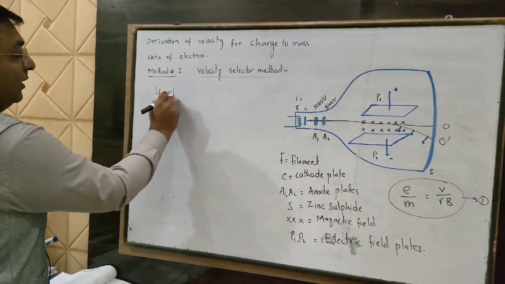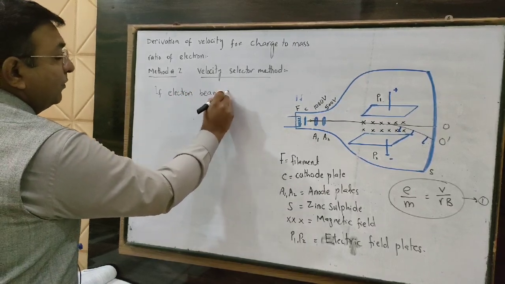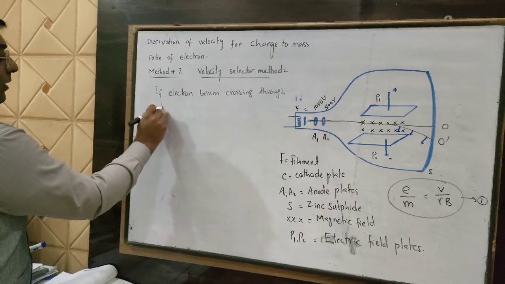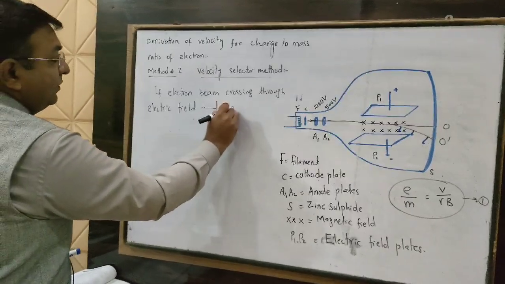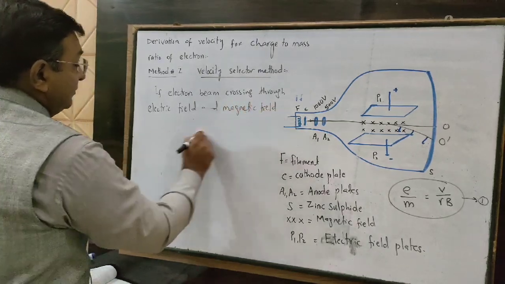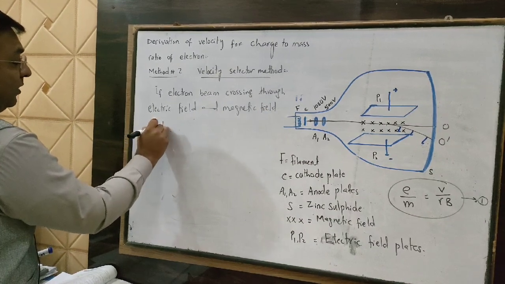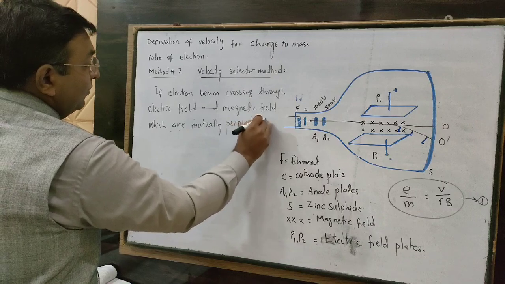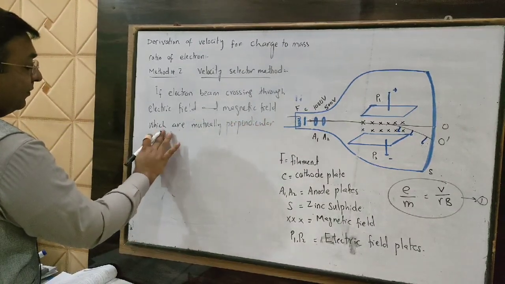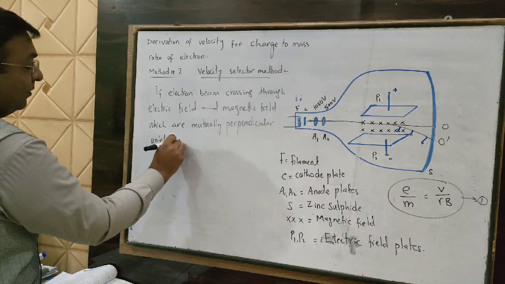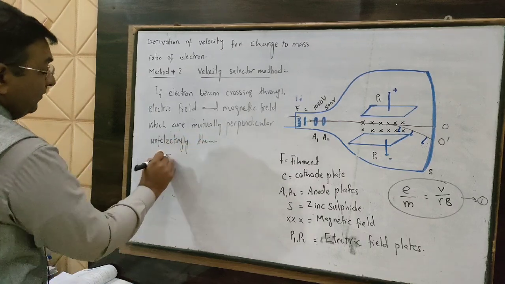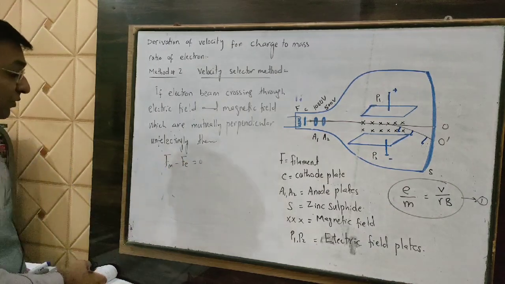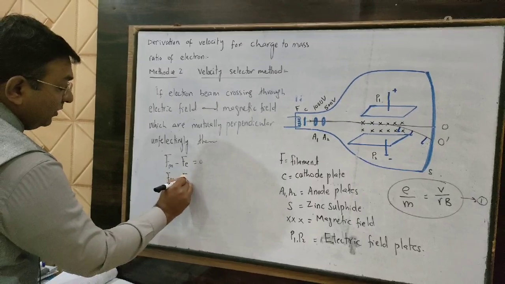If electron beam crossing through electric field and magnetic field which are mutually perpendicular undeflectingly, then Fe minus Fm is equal to 0, or we write it as Fm is equal to Fe.